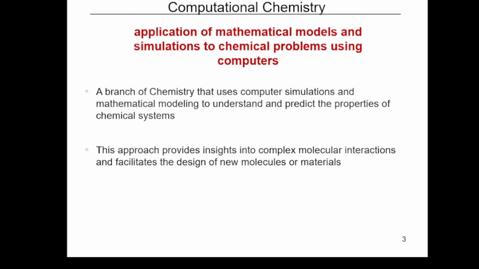Now, having heard the name of computational chemistry, the question arises what the computational chemistry is. You will come across many different definitions. This is, in principle, the application of mathematical models and simulations to chemical problems using computers. Or in other words, it's a branch of chemistry that uses computer simulations and mathematical modeling to understand and predict the properties of chemical systems. This approach provides insight into complex molecular interactions and facilitates the design of new molecules or materials.